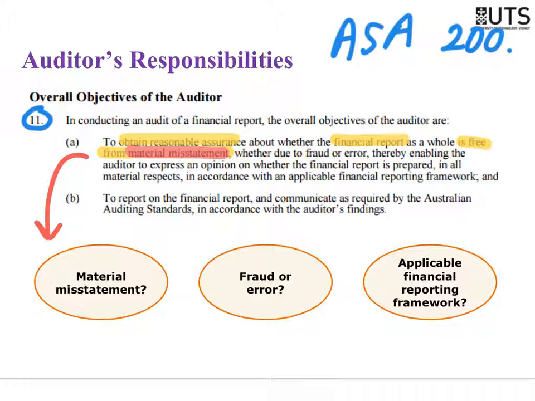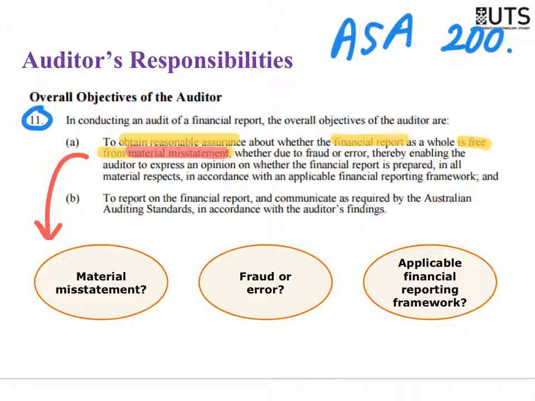If the Corporations Act says that this company must include this in their financial report and they don't include it, that's a misstatement as well. So it's not just when the information is there and it's wrong, it's also if the information is not there in the first place. So please be mindful, omission is a misstatement as well.